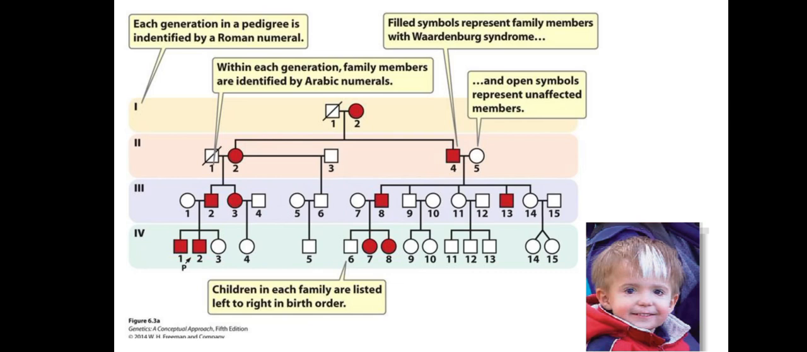And you can also see the filled symbols and the unfilled symbols. If I ask you how many affected members there are in this pedigree, you will simply count the filled circles and squares. Like here, 1, 2, 3, 4, 5, 6, 7, 8, 9, 10, 11. 11 persons are affected in this pedigree.